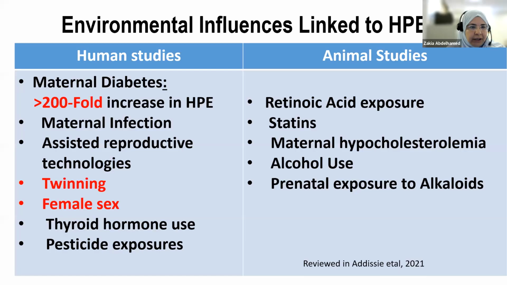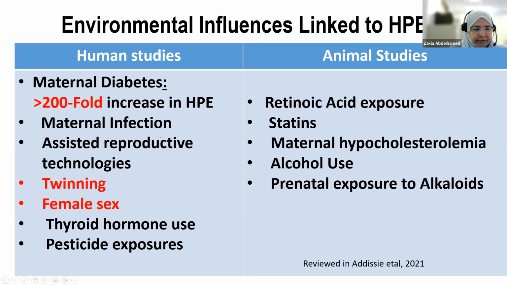Environmental factors that have been linked to the development of holoprosencephaly include maternal diabetes, which increases the incidence to about 200-fold. So maternal diabetes is very, very teratogenic. If the mother has gestational or pre-gestational diabetes, holoprosencephaly is highly expected in the pregnancy.